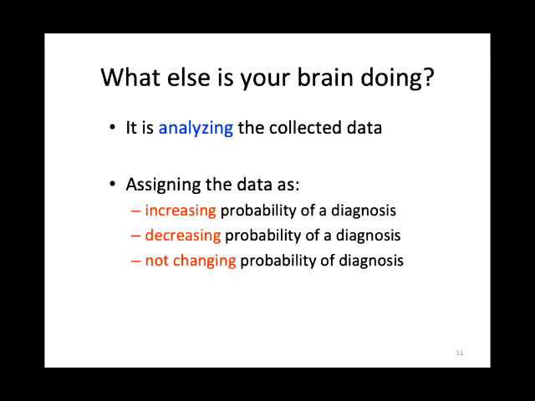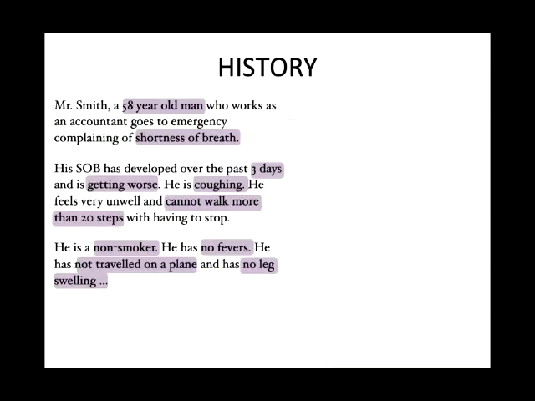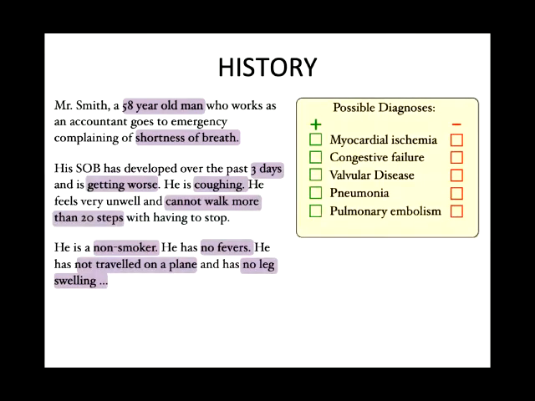As you are collecting this data and you have created a differential in your head, you are making another decision. For every piece of data that you collect, you need to decide, does this piece of data increase the probability of a diagnosis on my list? Does it decrease, or is it completely irrelevant? So if we had a short history like this, and we had a list of diagnoses, what your brain is doing is assigning, or should be assigning, all of the relevant data to the different boxes that either increase or decrease the probability of those diseases.